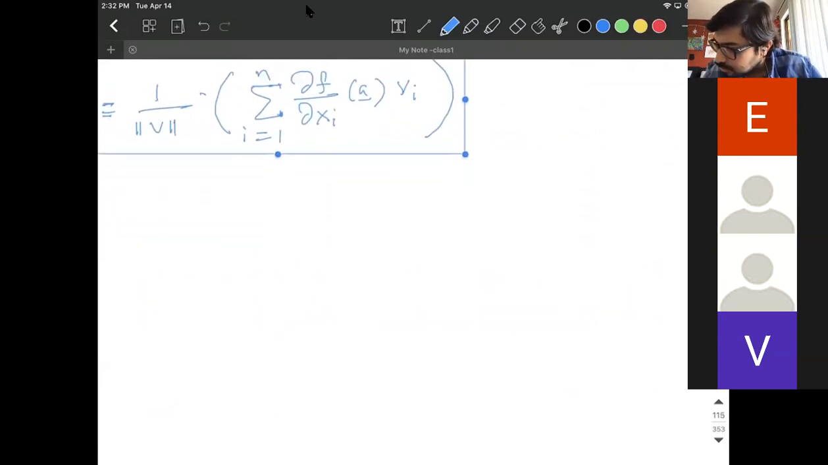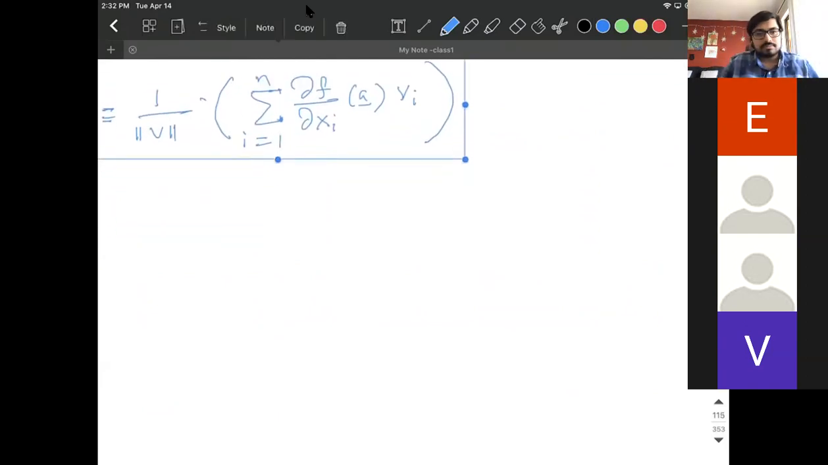So this is the formula that I want to use today for a problem.